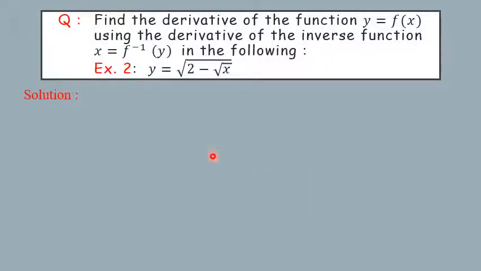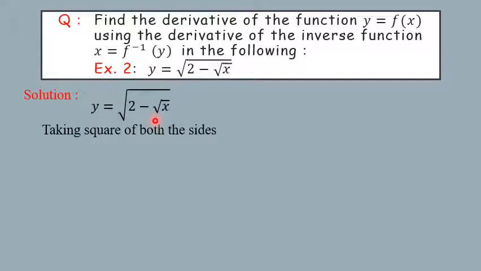now see example number 2, y is equal to under root 2 minus under root x. Okay, so let y is equal to under root 2 minus under root x. So here y is a function of x, so first we define its inverse function. Okay, that means we are going to express x in terms of y. So for that, taking square of both sides, we get y square is equal to, the square and square root get cancelled, so the remaining right hand side is 2 minus under root x.